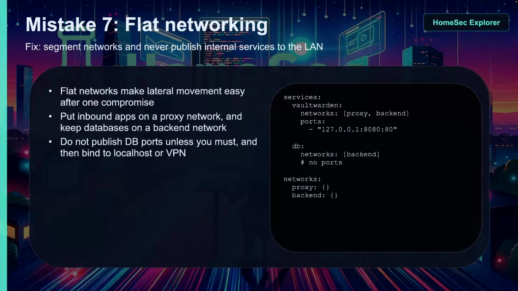Mistake 7. No network segmentation. And publishing ports you don't need. A flat network makes lateral movement easy. Compromise one container and it can talk to everything else. And databases should almost never be exposed to your LAN. For databases, remove port mappings entirely. Use a dedicated backend network and keep the DB only on that network. If you need access for debugging, bind locally or use a temporary exec session. Don't publish the DB. Put inbound apps on the proxy networks and only listen locally. For external access, use a reverse proxy. Databases should be private. Networks should be segmented.